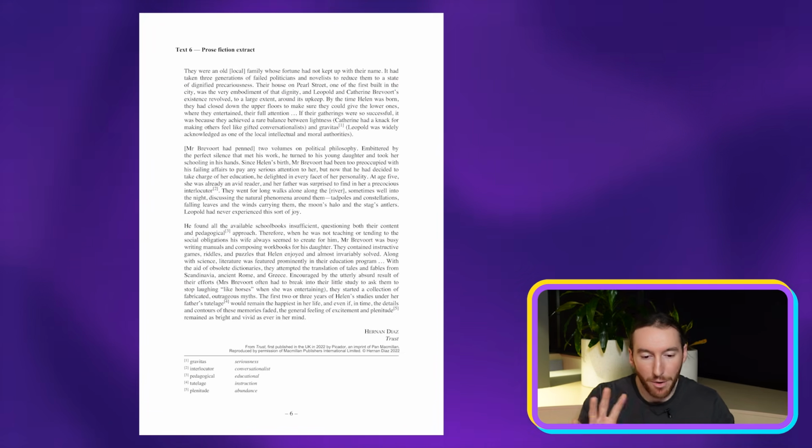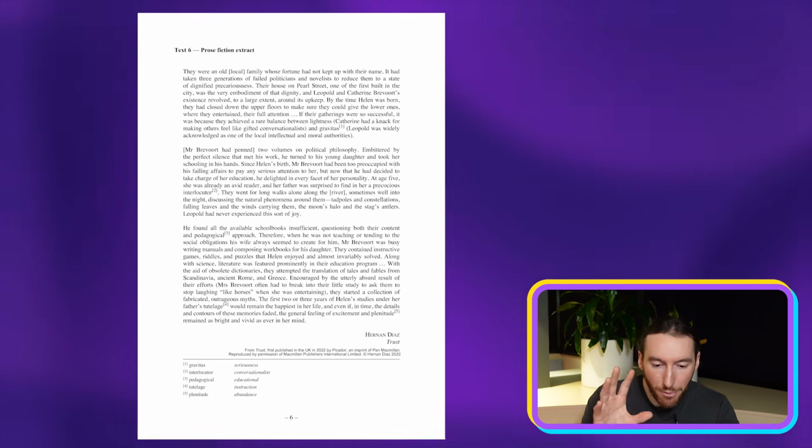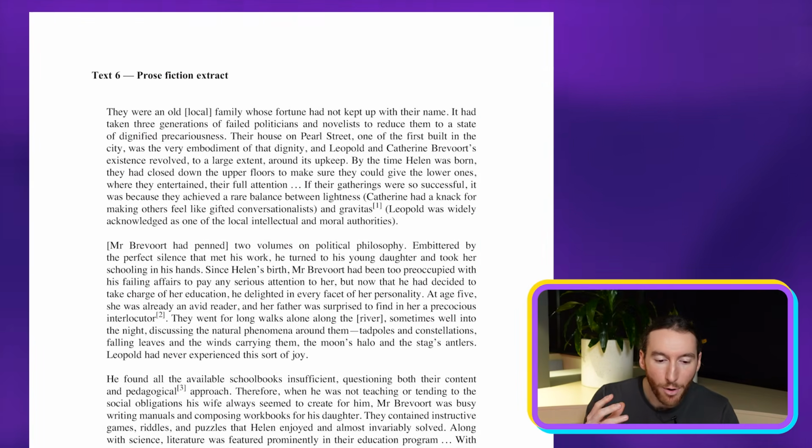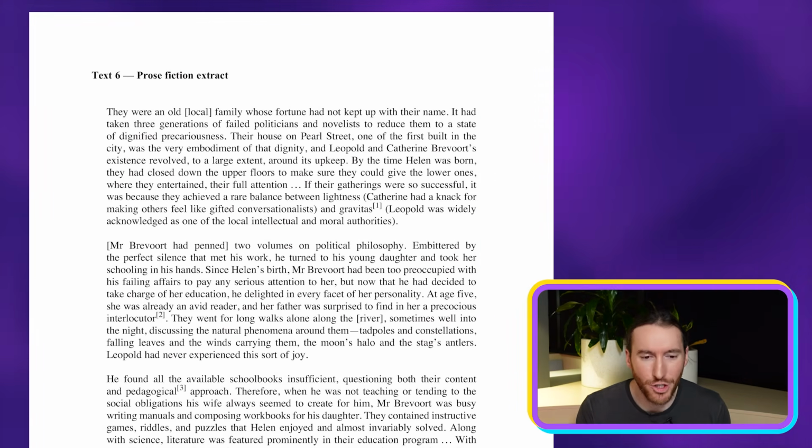If you just scan through it, don't worry if you're not understanding everything, but if we read the start, it seems to be more about this family's reputation, how important reputation is to them. That seems to come up. Just read the first line. They were an old local family whose fortune had not kept up with their name. Now, if you don't know what that means, it doesn't matter.